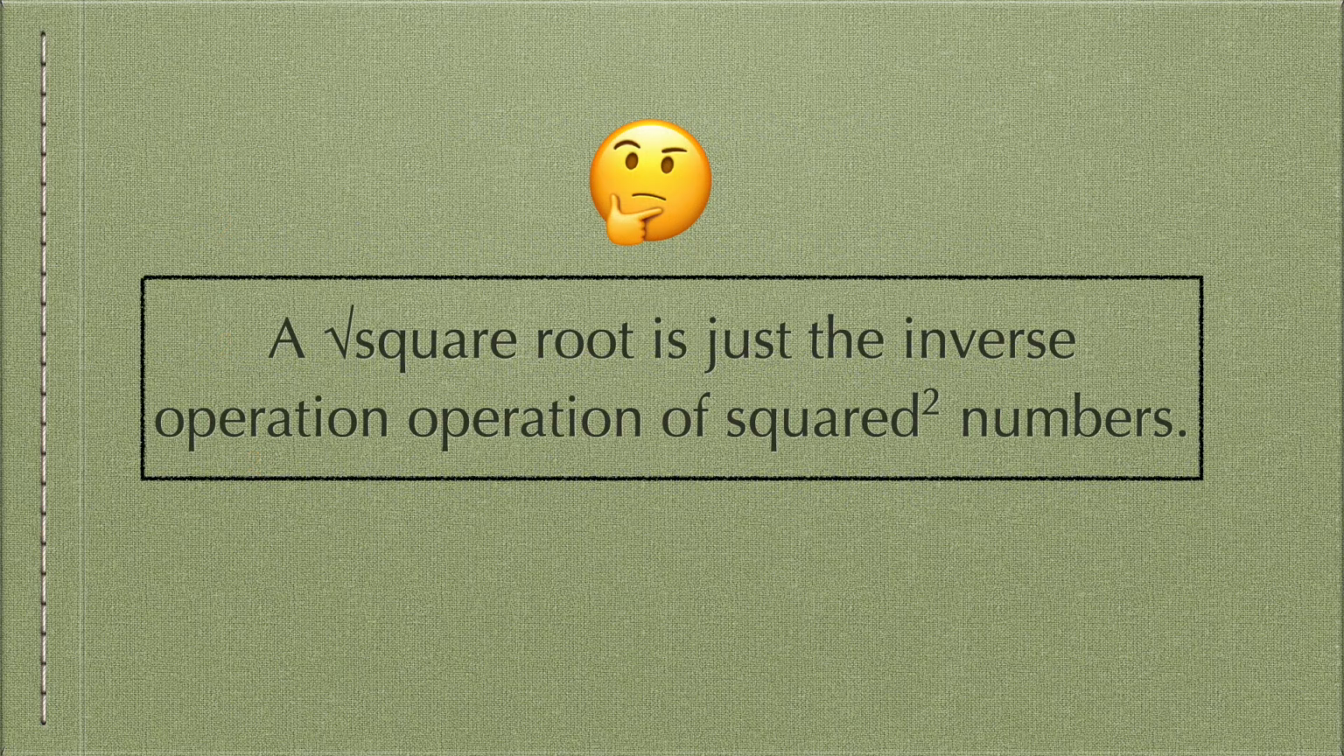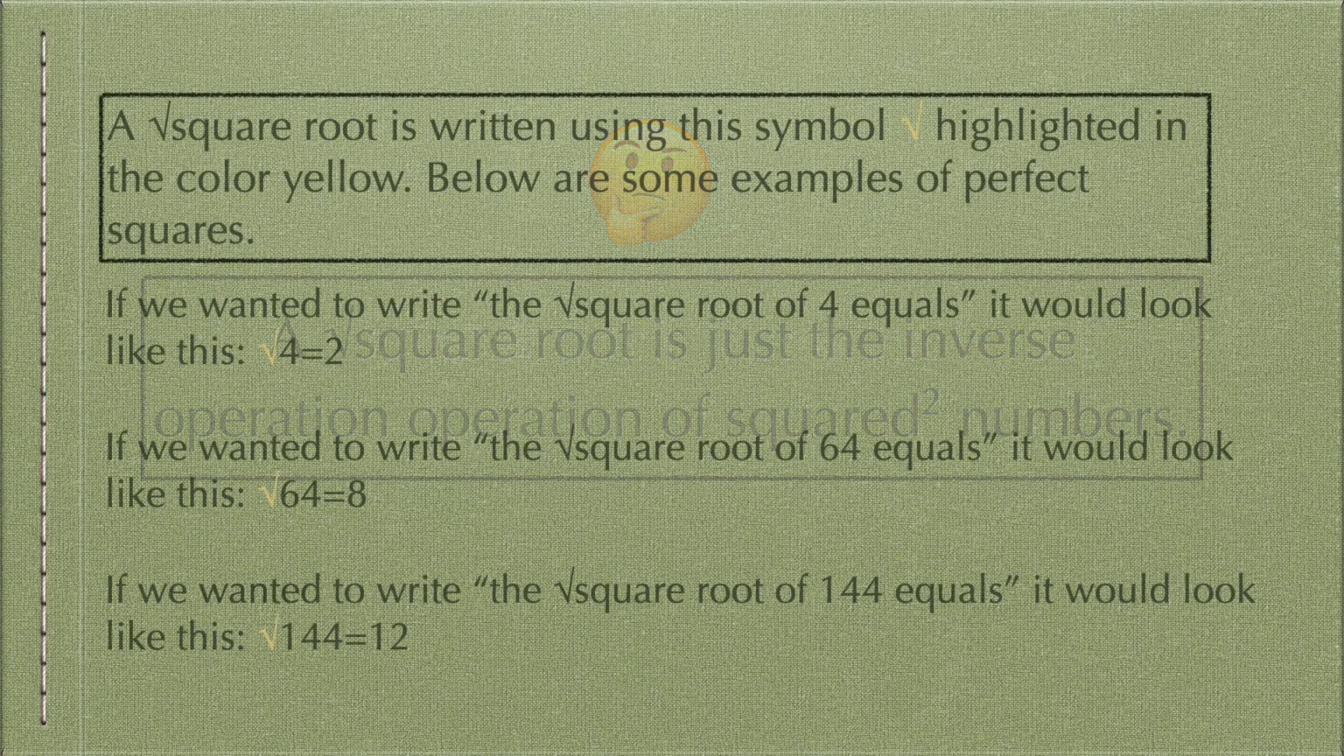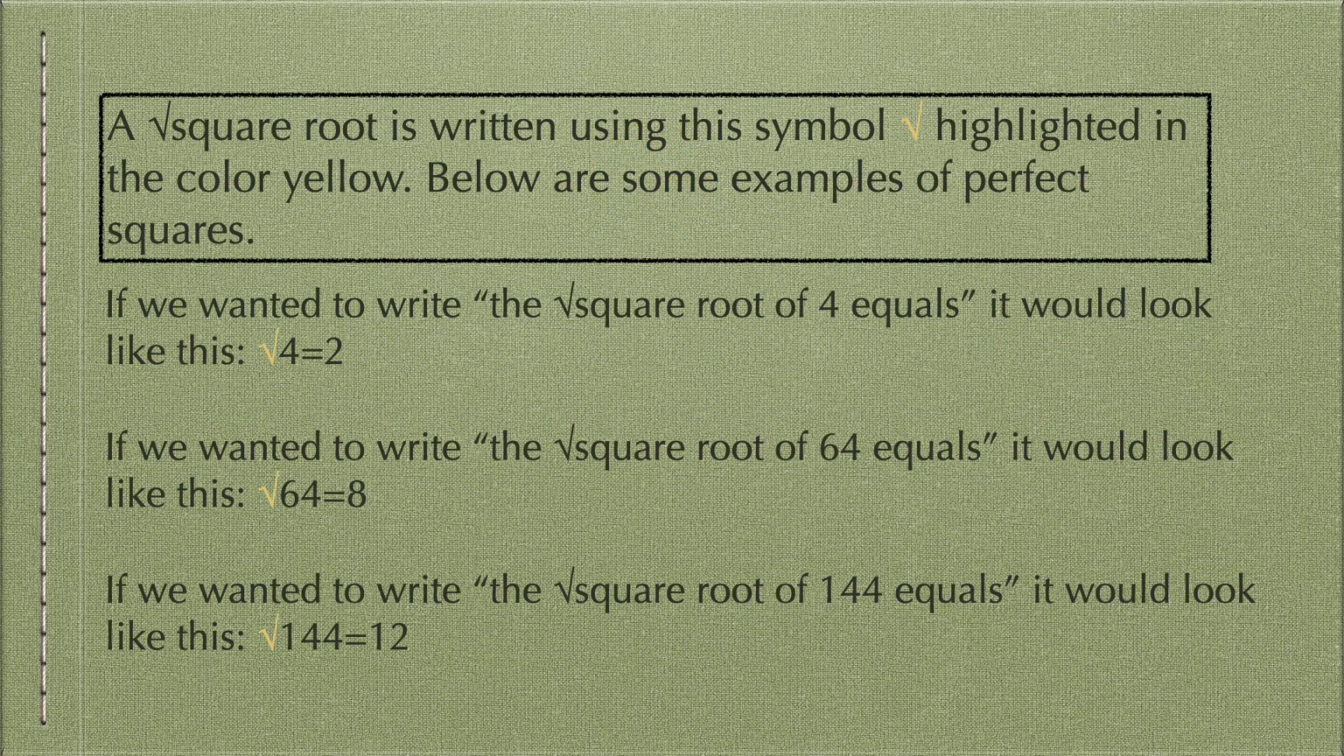A square root is just the inverse operation of squared numbers. A square root is written using this symbol, highlighted in the color yellow. Below are some examples of perfect squares.